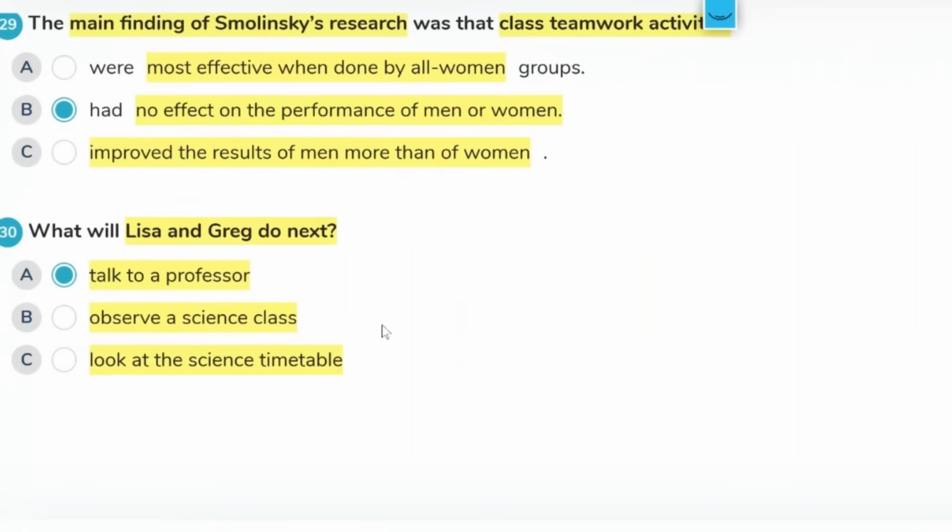We can go to London on the weekend, or we can go to New York. That would be better. So New York would be better, meaning that option would be better. So they are going to talk to a professor.